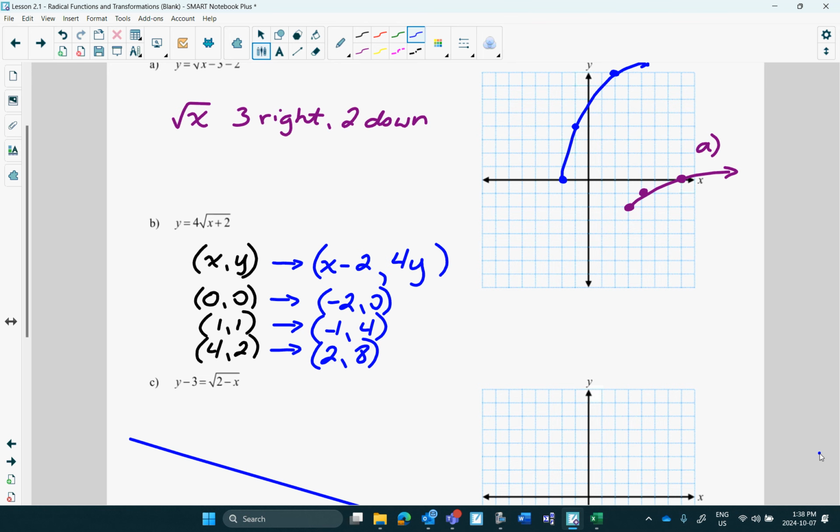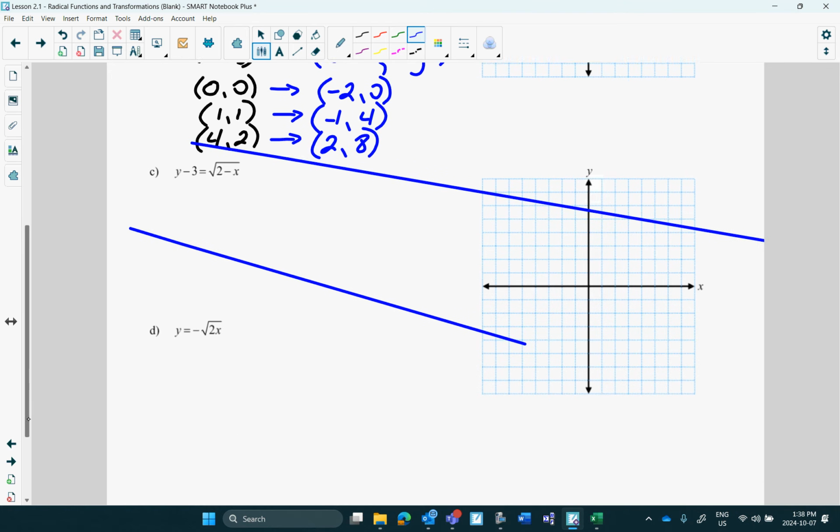Next one I want you guys to do, or even the next 2. Okay. And you can do it on your own, do it with a partner, bounce ideas off somebody else. But see if you can figure out the next 2. If there's something weird about C, you might have to move something first.